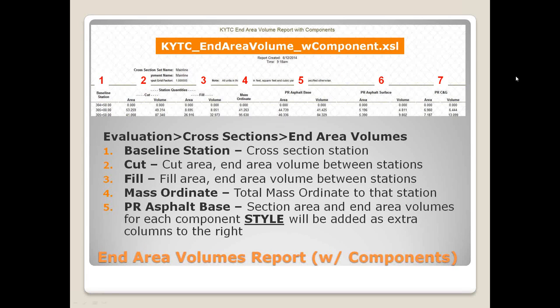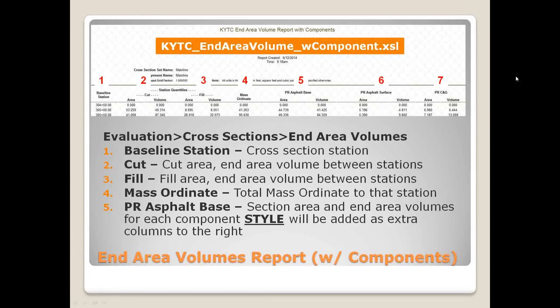We also, if you have your template set up as such, you can report based off of component volumes as well, component areas. So this one, the first four columns are the same as the last report. You got baseline station, your cut stuff, your fill stuff, and your mass ordinate. But then you're starting to get every component that is viewed on that cross section. You're starting to get the area and the volume for all of those.